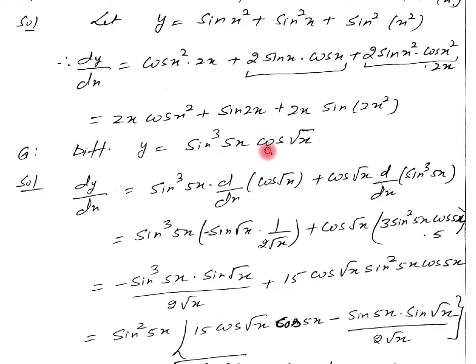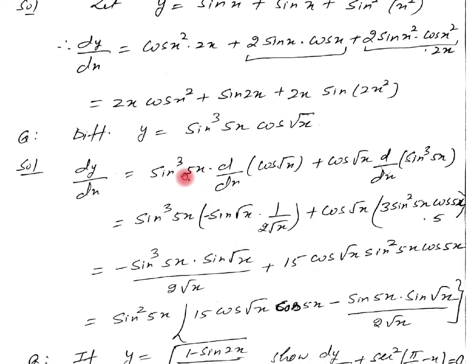The product of 2 functions. We have to use the product rule. Therefore dy by dx is the first function as it is, then the derivative of the second, plus the second as it is, then the derivative of the first. Let us differentiate it. Now this as it is.